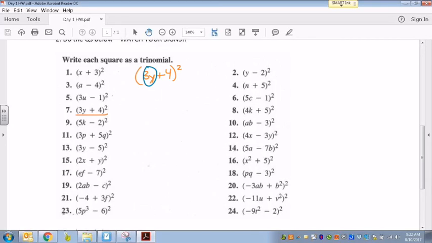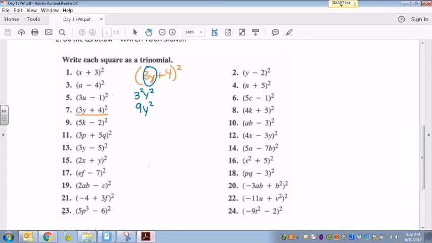So the first term here, 3y. I'm going to square each piece, which is, again, make sure you pay attention to that. So it's not just 3y squared. It's actually 3 squared y squared, which is 9y squared. Okay? So that's a little tricky part.